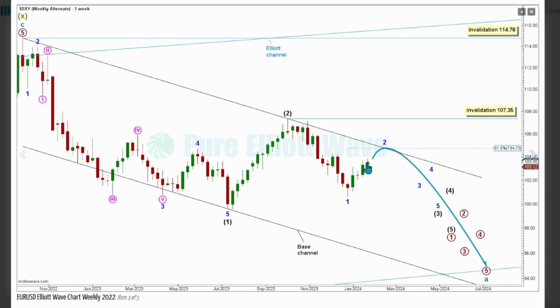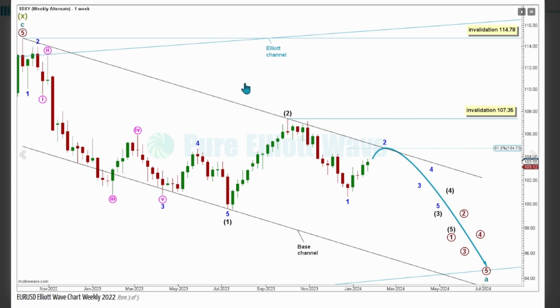Minor wave 2 is pulling price higher with a target calculated at 104.73, the 0.618 Fibonacci ratio of minor wave 1. Though if minor wave 2 continues above this target, it cannot move above the start of minor wave 1 at 107.35. If price does move above this point, then intermediate wave 2 may be incomplete, and at that point it cannot move above the start of intermediate wave 1 at 114.78.